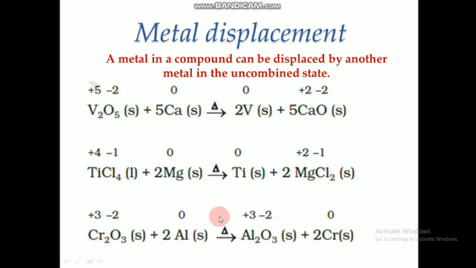In all these cases, we can understand that these metals which substitute the metals in the compound are more capable of donating electrons. This we have discussed in the earlier classes. So substitution is only possible when this metal is more able to donate electrons than vanadium. So vanadium is less able than calcium in donating electrons. Magnesium is more able than titanium. Aluminium is more able than chromium. And that is the reason behind metal displacement.